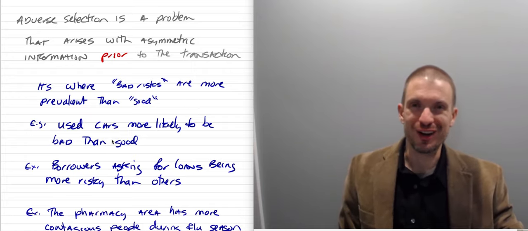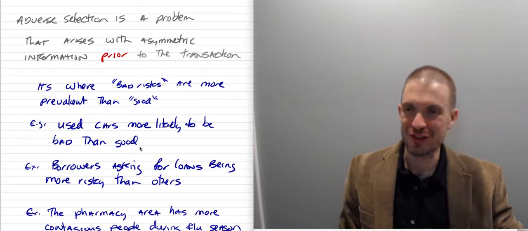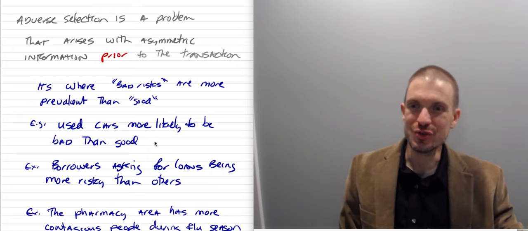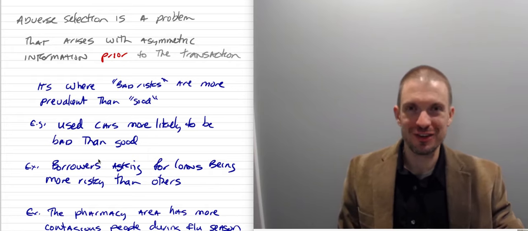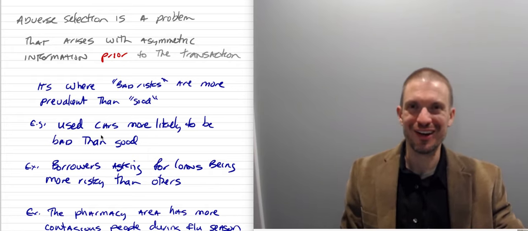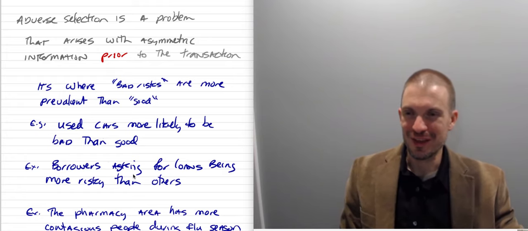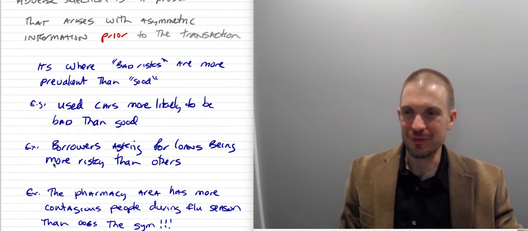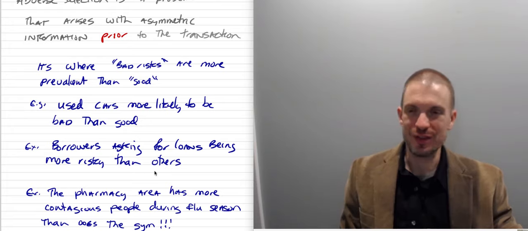In the used car market, I've got a video on Akerlof's market for lemons. So you think about adverse selection in the used car market. Used cars are more likely to be bad than good. Why? Because if you have a good car, why would you trade it in, right? Another example, buyers asking for loans would be more risky than others.